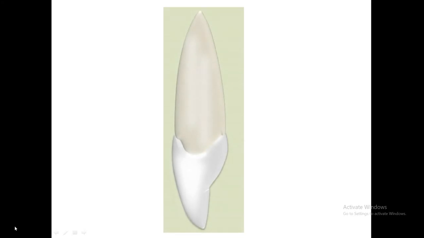The labial surface of the crown is convex, whereas the lingual surface of the crown is convex near the cingulum and near the incisal edges, but is concave along the surface between these two areas, making the outline S-shaped.